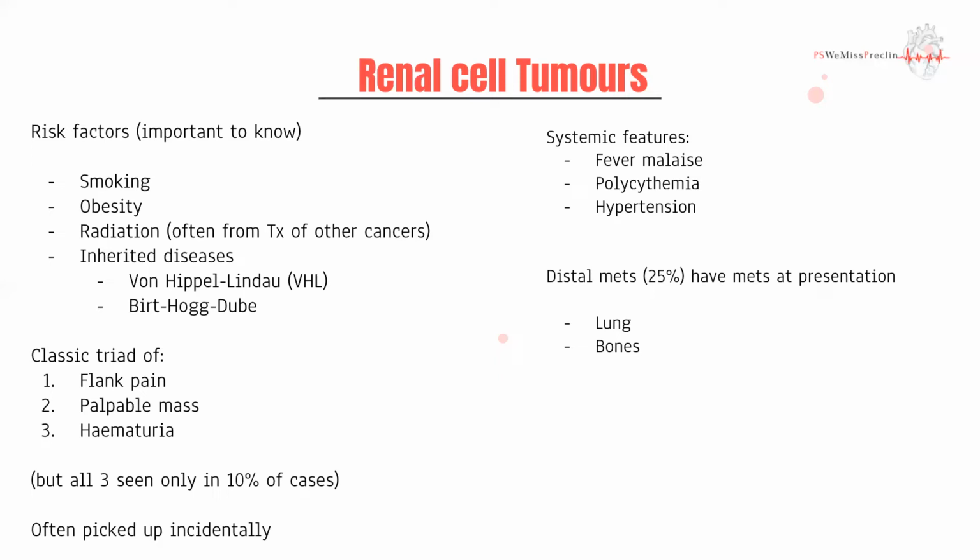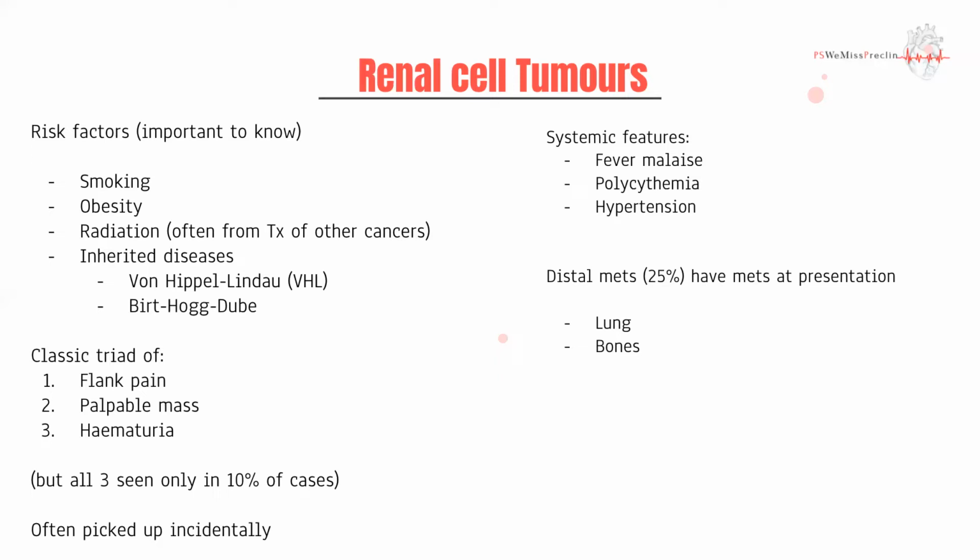If you do a UEC or measure their eGFR, they might often have a normal eGFR. That's important to know as well. And you can have distal mets at presentation. So 25% of renal cell cancers present with distal mets. And the two important ones you need to know are mets to the lungs and to the bones, especially the vertebral column.